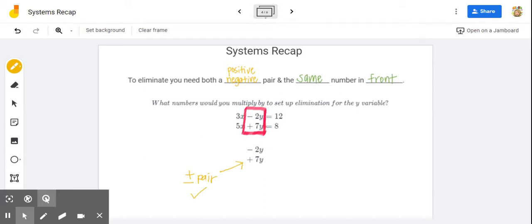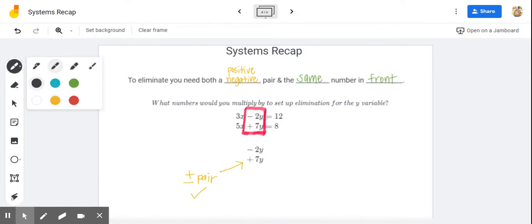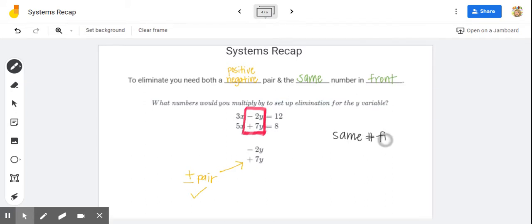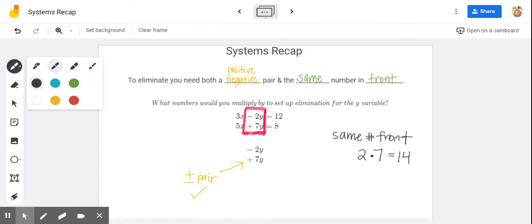And now we have to figure out how are we going to make a 2 and a 7 the same number in front. Now, there's always a quick way to do that, guys. Since these two numbers are completely different, the 2 and the 7, we're just going to multiply them together. So that gives you 14, which means to fix this issue, we could, in fact, multiply the top equation by 7, and we'll multiply the bottom equation by 2.